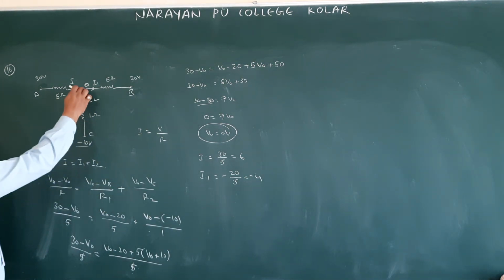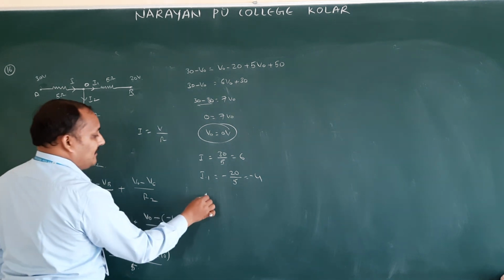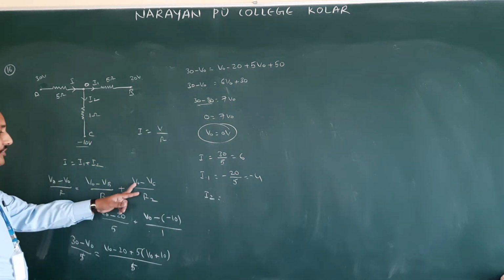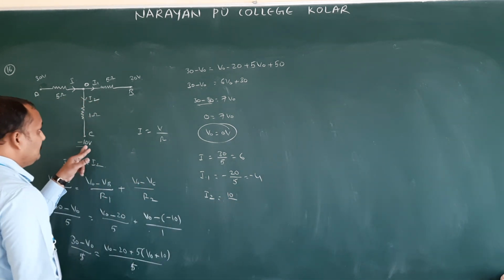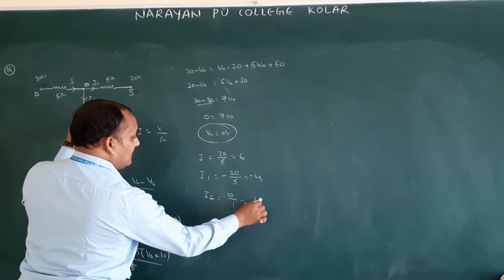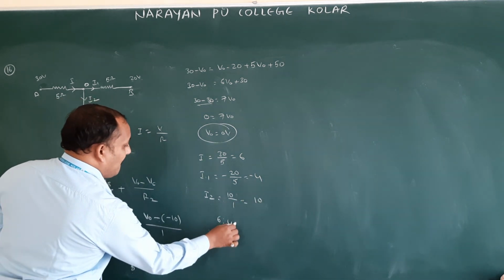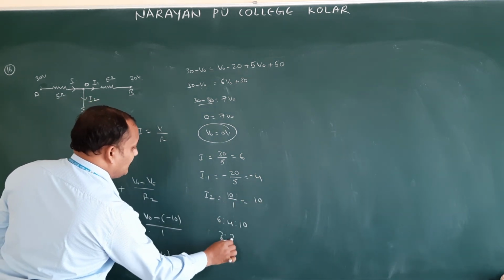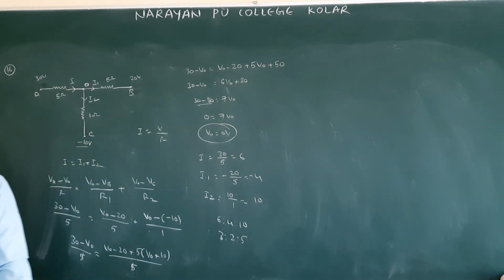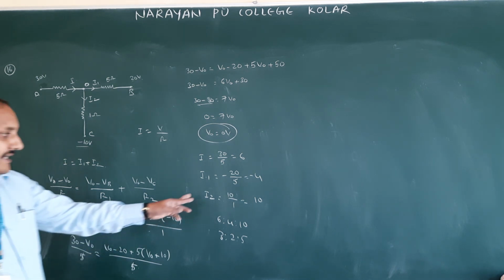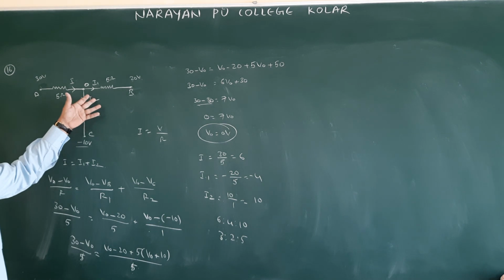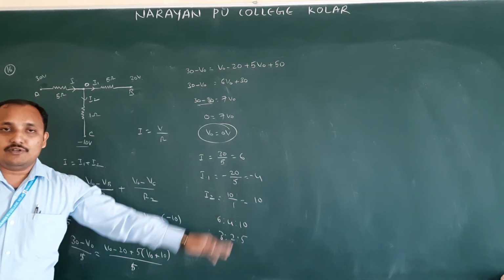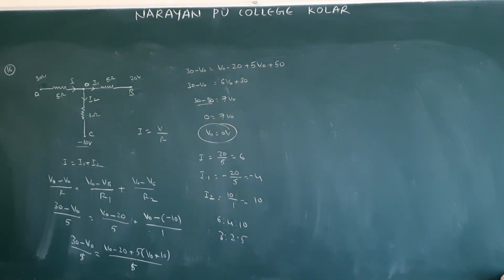Next I2 value, V0 minus VC. That is nothing but I2 is equal to 0 minus 10, that is nothing but 10 by distance value 1. So 6 is to 4 is to 10. So 3 is to 2 is to 5. Option 1. Here minus we got, but this minus means we have taken wrong direction. Therefore you may get negative. So with the negative you don't need to worry in current. Okay.